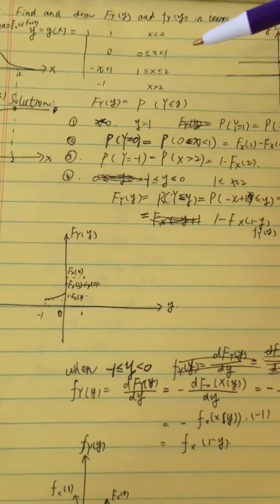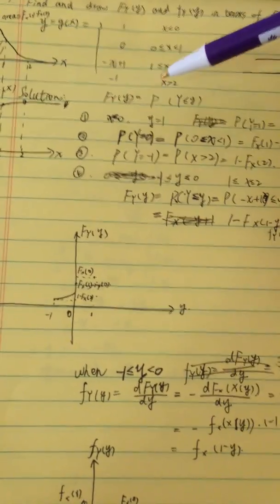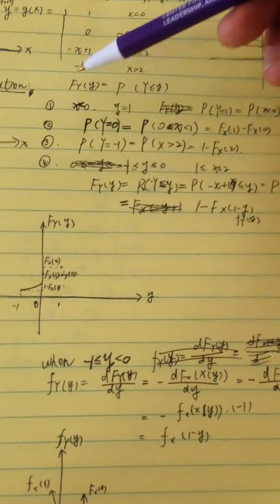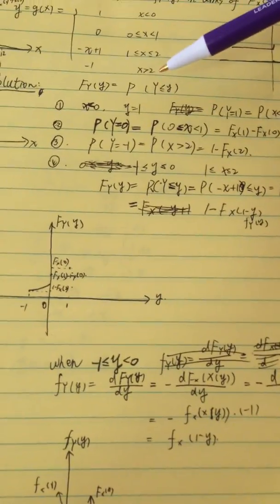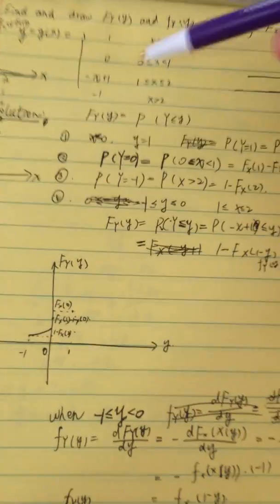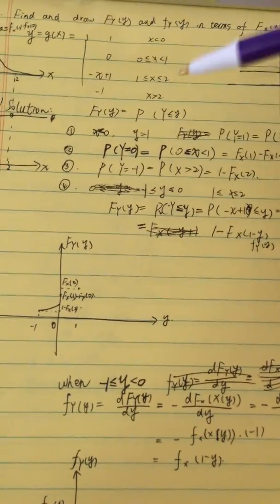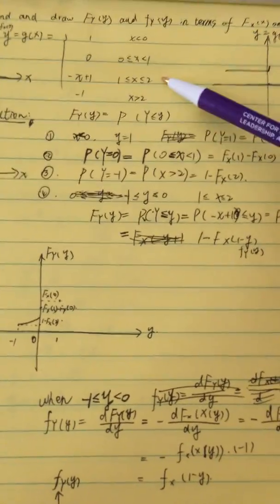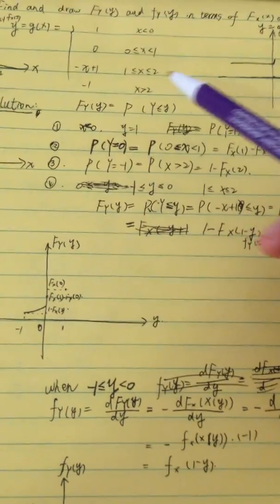The first thing we should do is use the definition of the distribution function of y to figure out the relationship between y and x. The distribution function of y, FY(y), is equal to the probability that Y is smaller than y. The following thing we need to figure out is that for different x we get different y, and we are going to put y in terms of x.